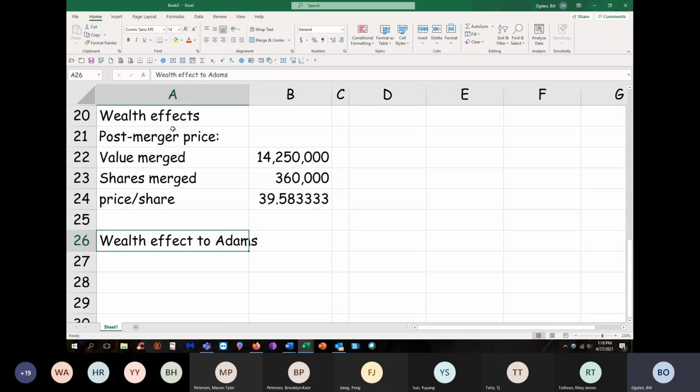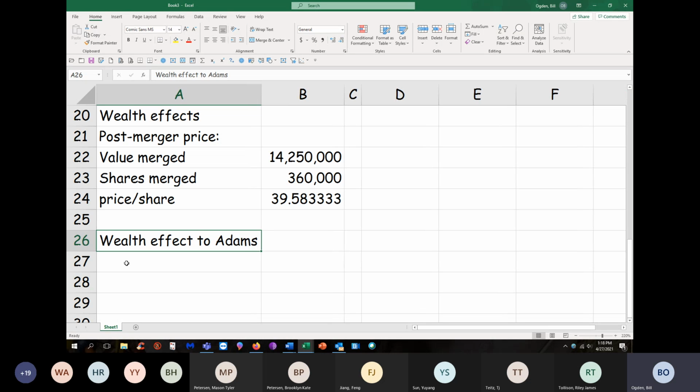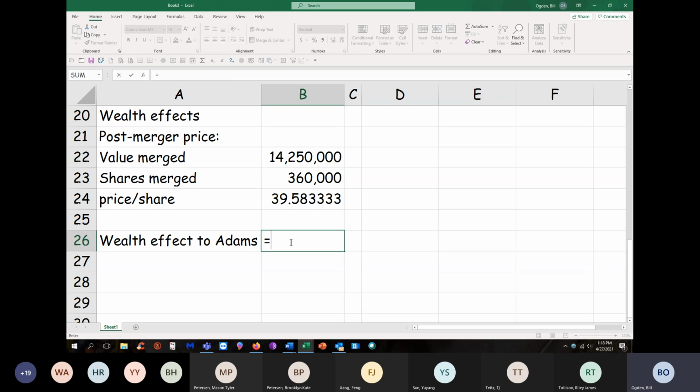The wealth effects to Adams. All right, and pretty straightforward. You've lost, would that be 42? Yeah, about 42. So that would be $5.42 a share, haven't you? So let's just do that. Equals.